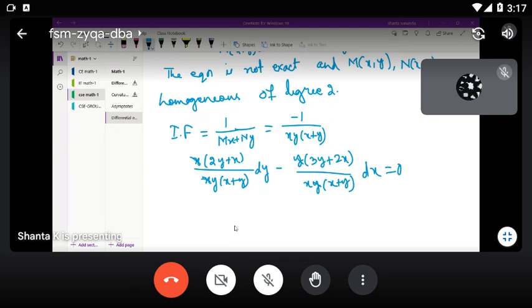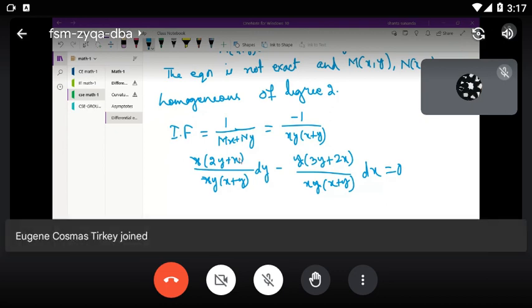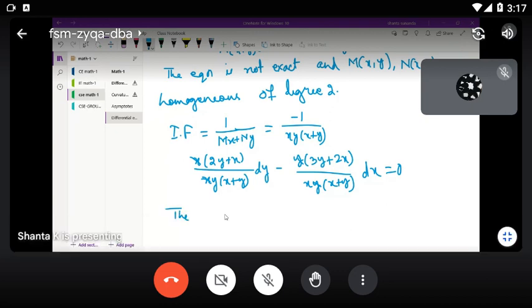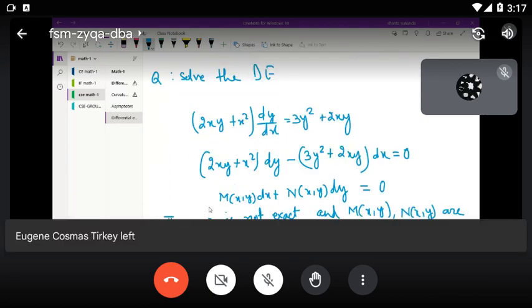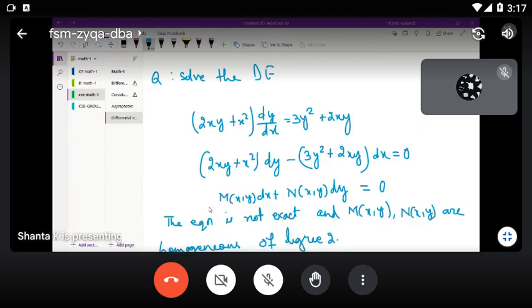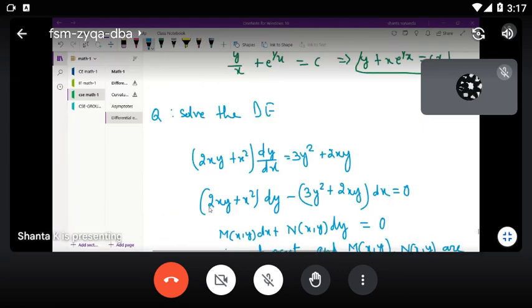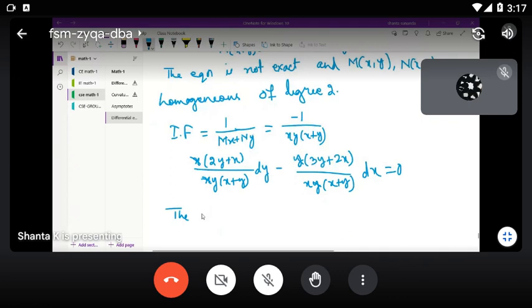Now you can see this equation is exact. Okay, if exact, then we will proceed with the solution of the exact differential equation. So this equation is exact. You can check.